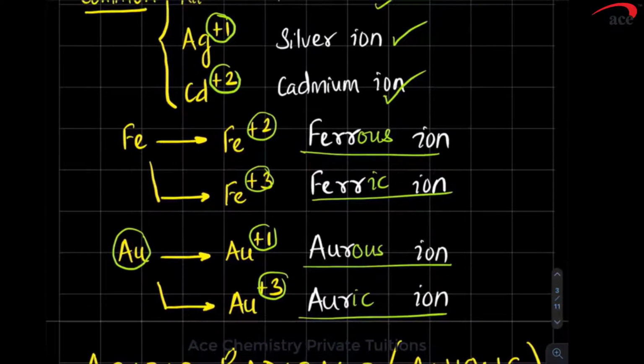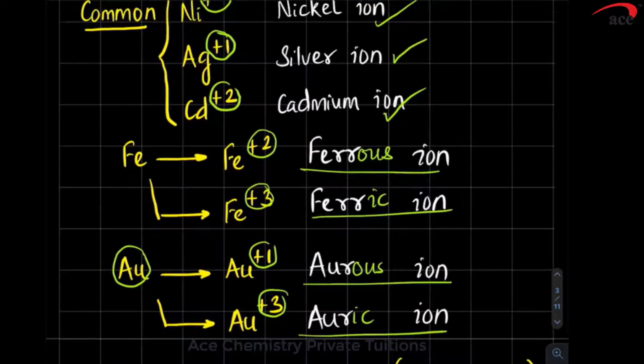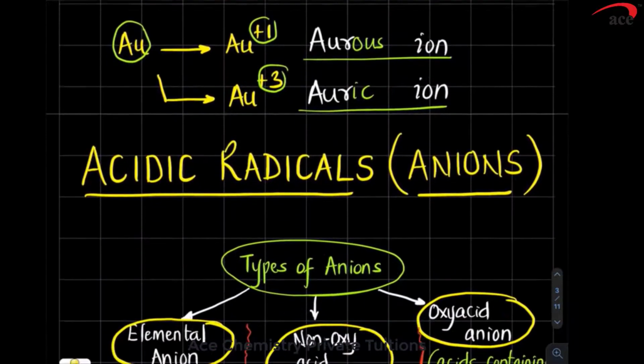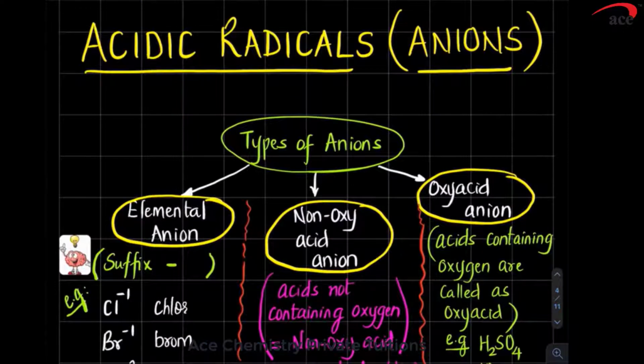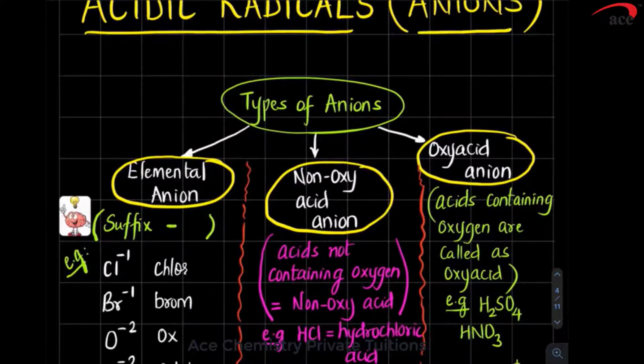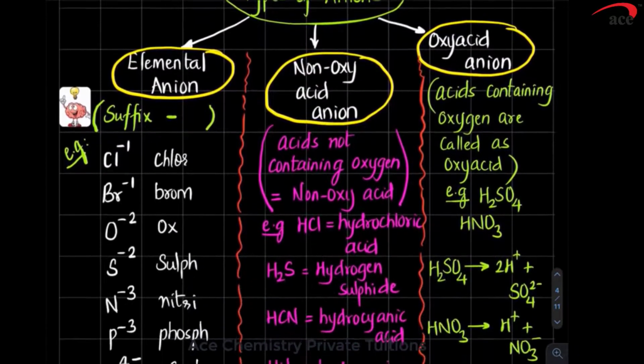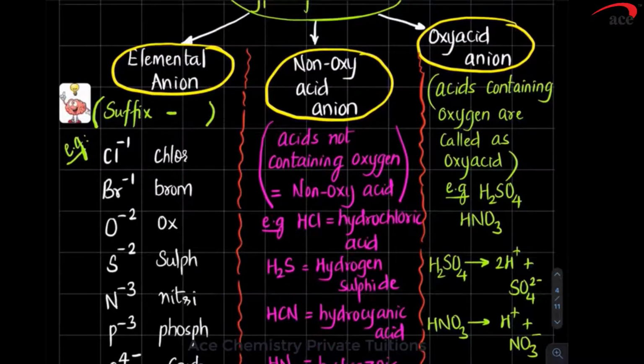If you have this much information about basic radicals, it will give you that much speed and faster learning ability in inorganic chemistry. Now, acidic radicals. When you say acidic radicals, radicals obtained from acids are called anions. Anions can be of various types. They can be elemental, that means made up of only one element.